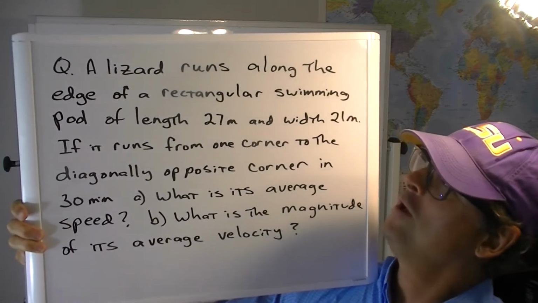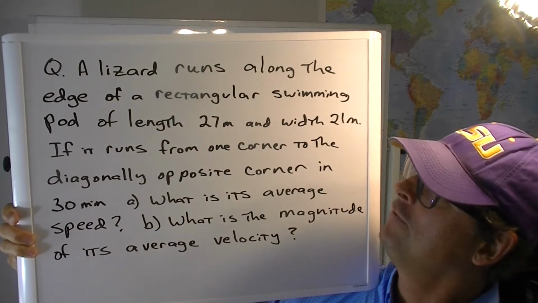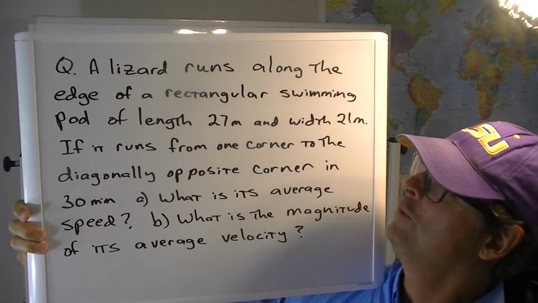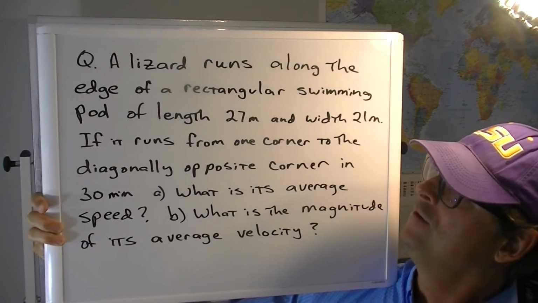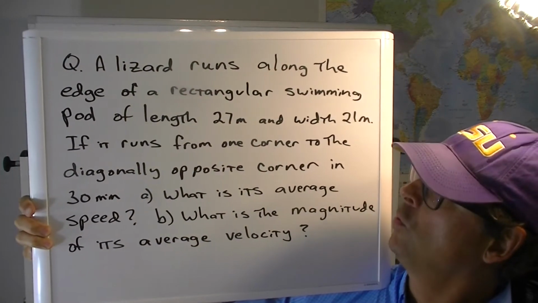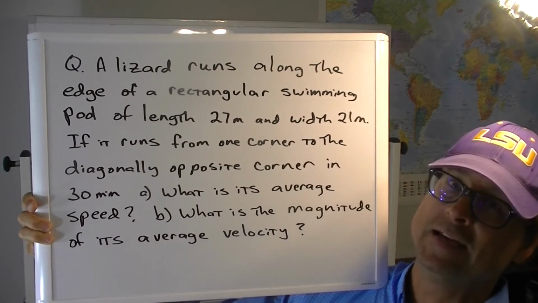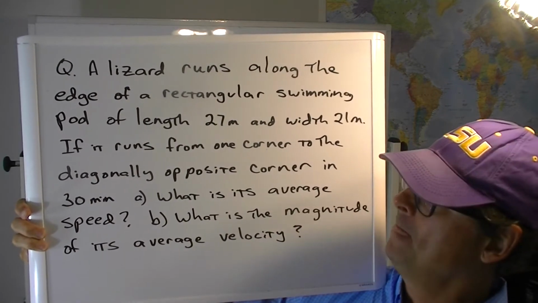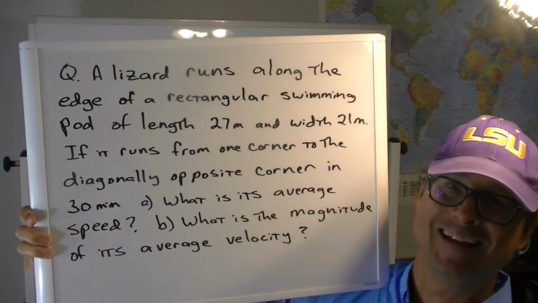A lizard runs along the edge of a rectangular swimming pool of length 27 meters and width 21 meters. If it runs from one corner to the diagonally opposite corner in 30 minutes, what is its average speed? And part B, what is the magnitude of its average velocity?